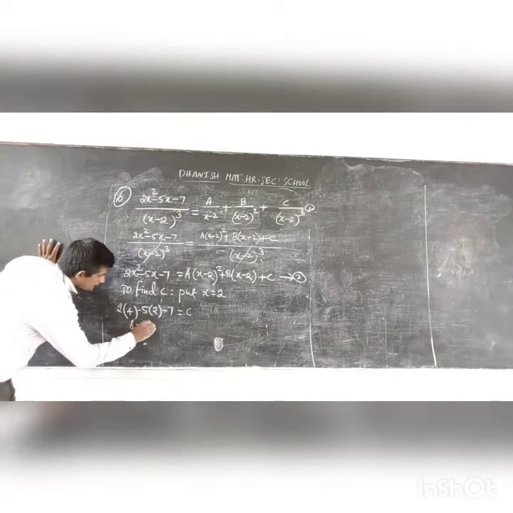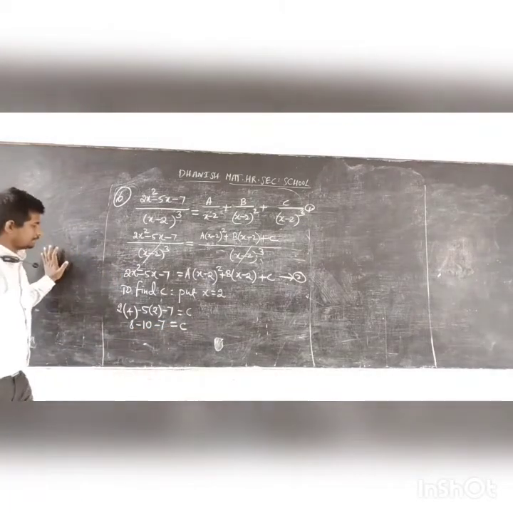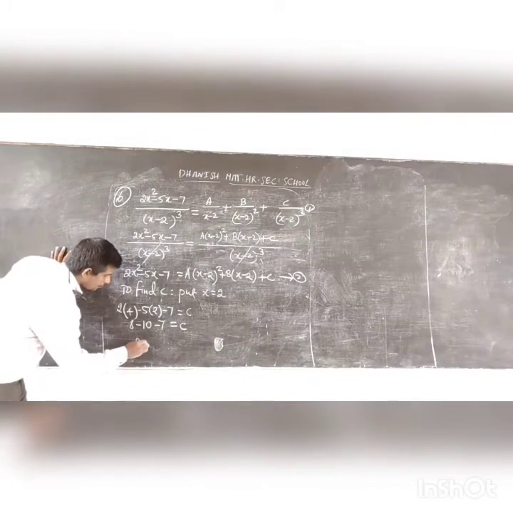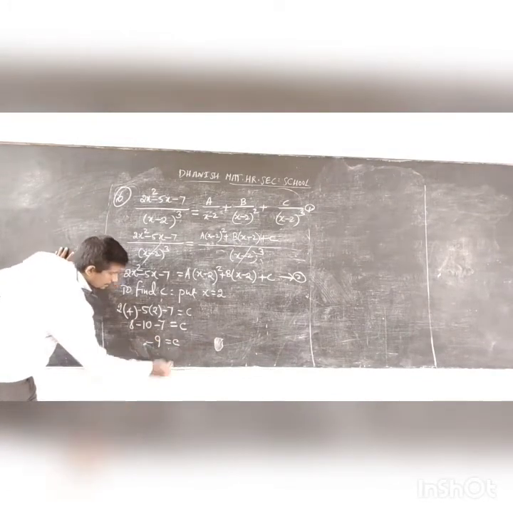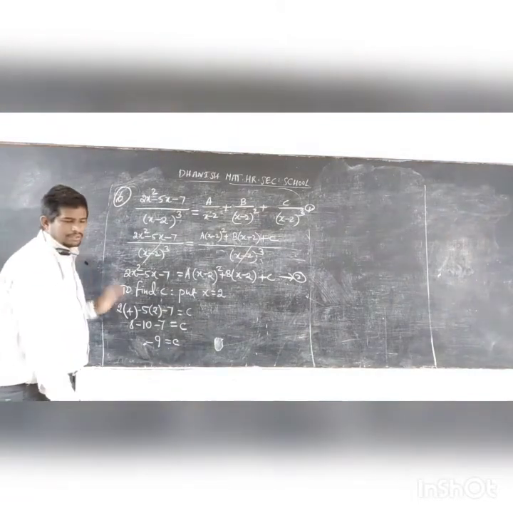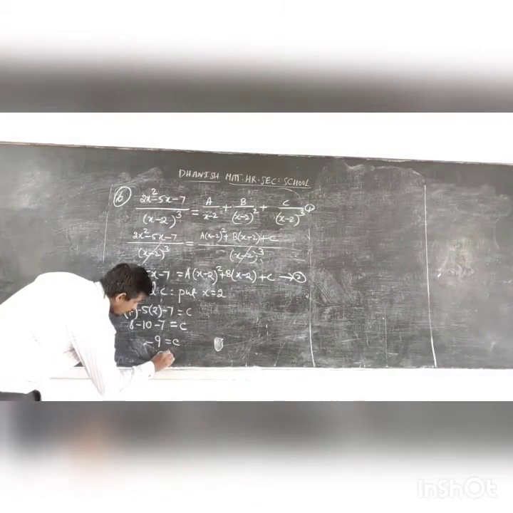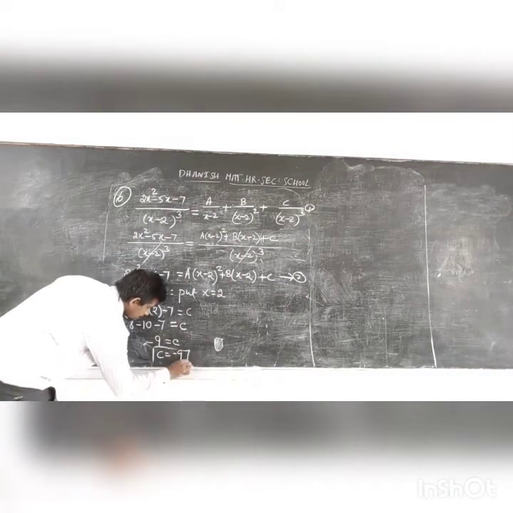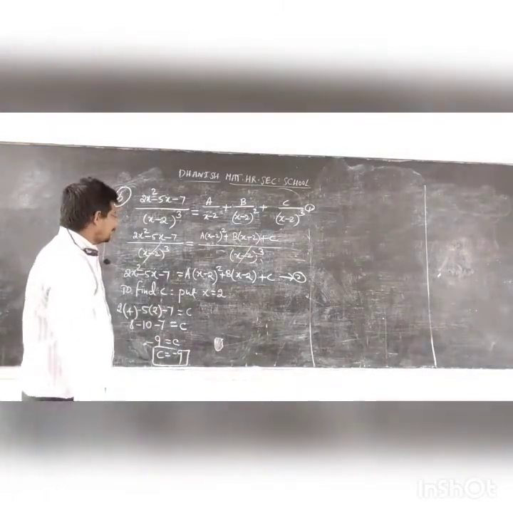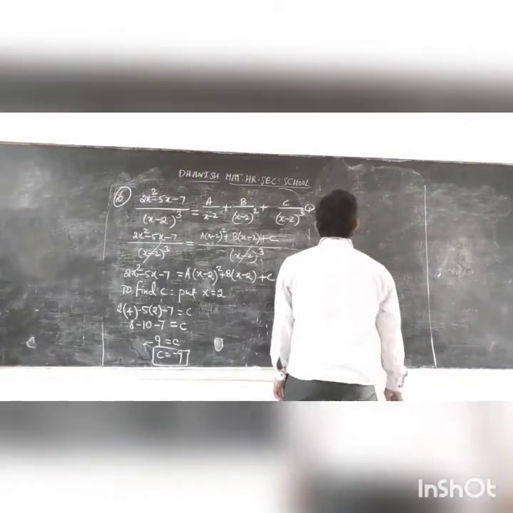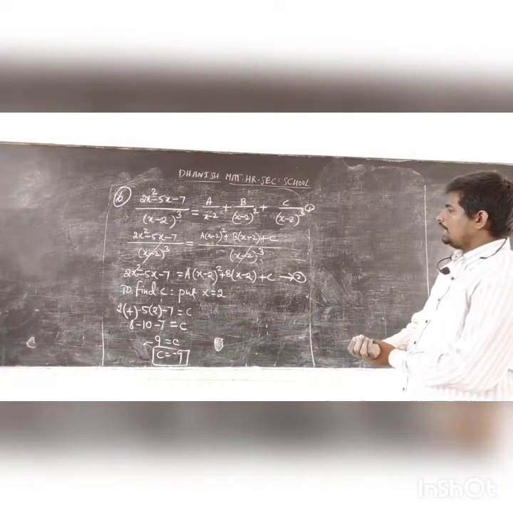8 minus 10 minus 7 equal to C. 8 minus 9 equal to C. We got our C as minus 9. C equal to minus 9. Now, we are going to find A and B.